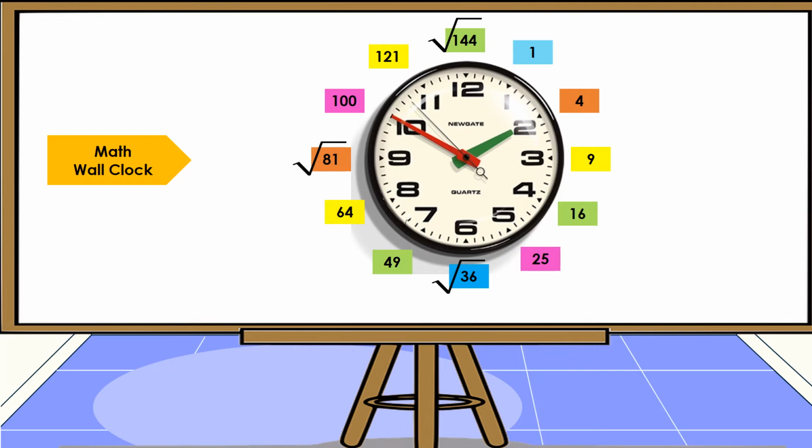Square root of 36 is 6. Square root of 121 is 11. What is the square root of 64? Yes, 8. What is the square root of 49? It's 7. Next, square root of 9. Yes, it's 3. Square root of 1. It's 1. Square root of 4. It's 2. Square root of 100. 10. Square root of 25. 5. And the square root of 16 is 4. So to remember the square root numbers, let's also remember our wall clock.